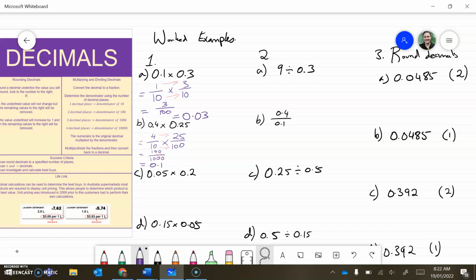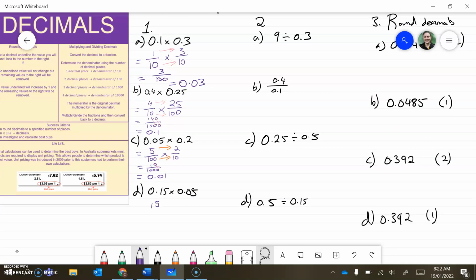Okay, for C, our denominator will be 100 because it's got 2 decimal places, and 10. We then perform our multiplication, so across the numerator, across the denominator. So 5 times 2 is 10, 100 times 10 is 1,000. We cancel out zeros, so we've got 1 hundredth, so it'll be 0.01 as our solution.